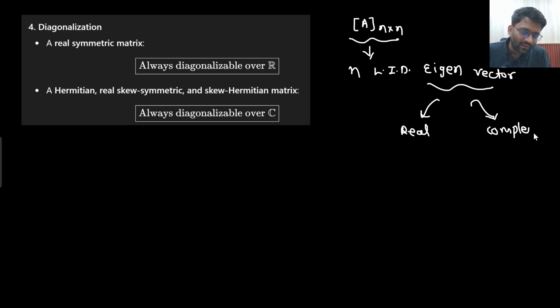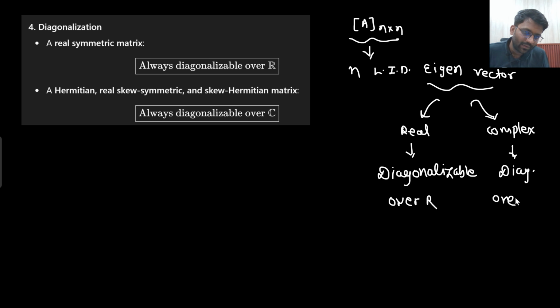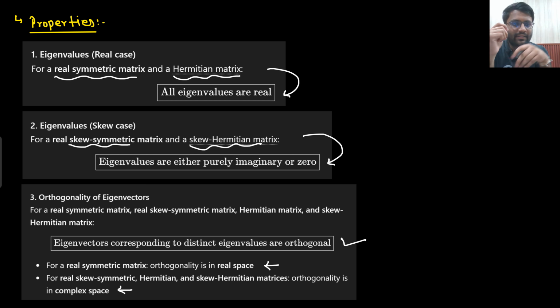Okay, and if these eigenvectors are real, then it is known to be diagonalizable over the real plane, otherwise it is known to be diagonalizable over the complex plane. Okay, so what do you know about real symmetric matrix, real skew symmetric matrix, Hermitian matrix and skew Hermitian matrix? What do you know about them?